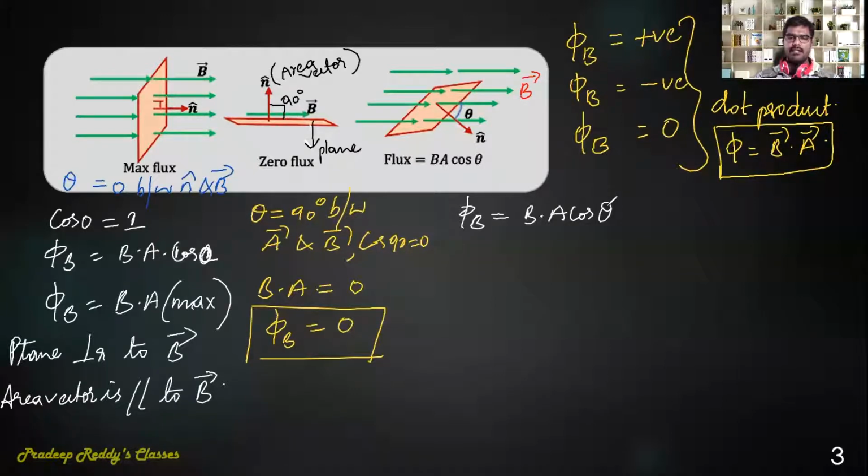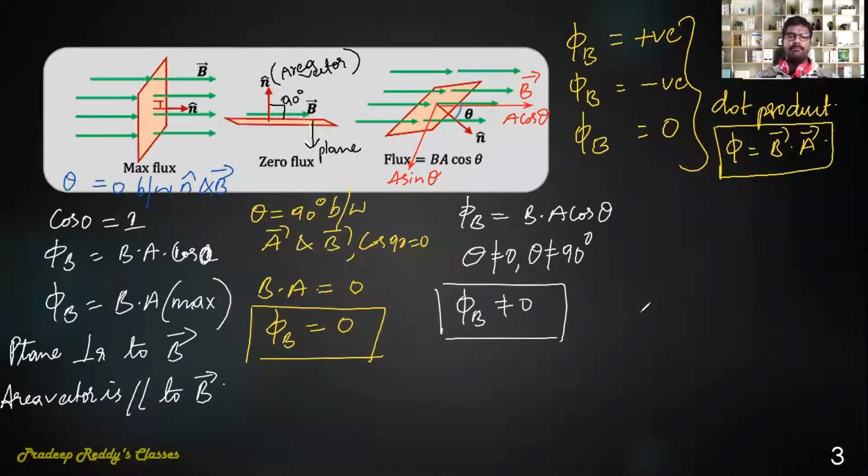I can resolve this n cap into components, one component along this direction and the other component in this. This gives you A cos theta and this is A sin theta. Because of A sin theta, there will be no flux. But because of A cos theta, there will be flux, as theta is neither equal to 0 nor equal to 90. It's making an angle. Therefore, phi B is simply non-zero. Phi B is not equal to 0.